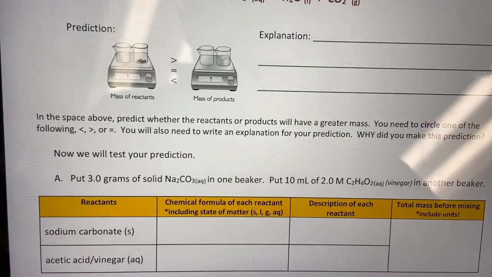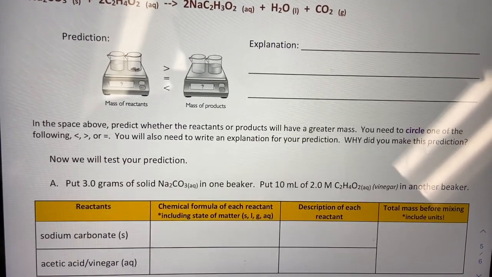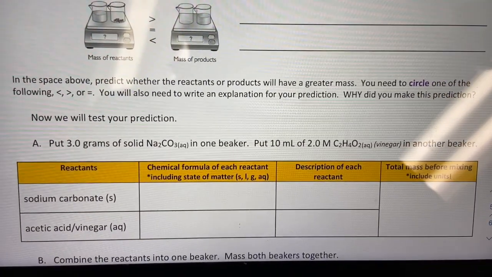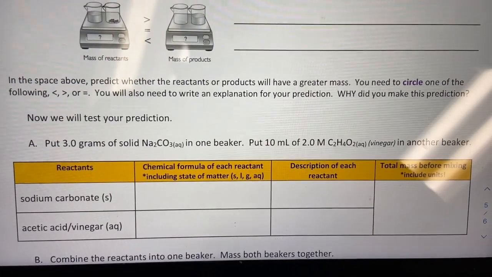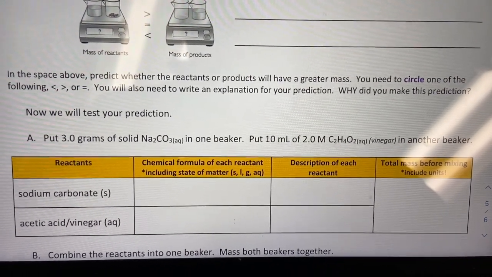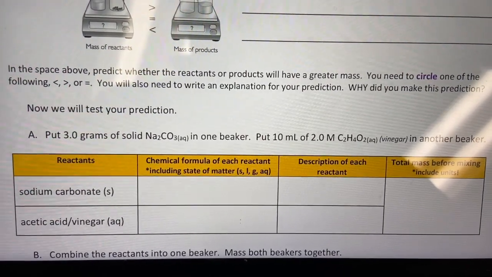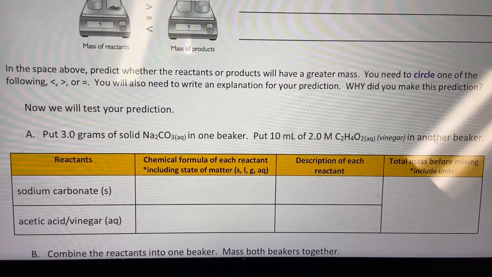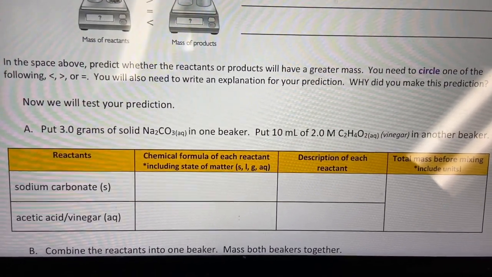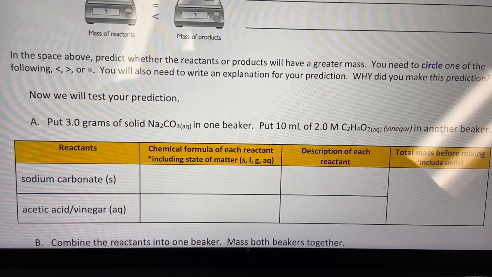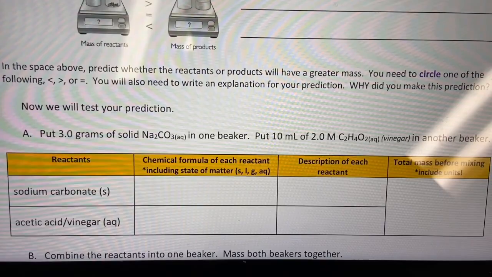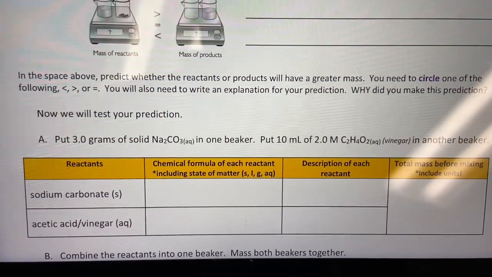Okay, so your predictions should have been made. And now what we're going to do is we're going to look at this orange table. So our two reactants that we have are sodium carbonate and acetic acid, which is also known as vinegar. Okay, so first thing you want to do is fill in the chemical formula of both of those reactants. Make sure to include the state of matter. And then the description. So I'll help you with the description part.